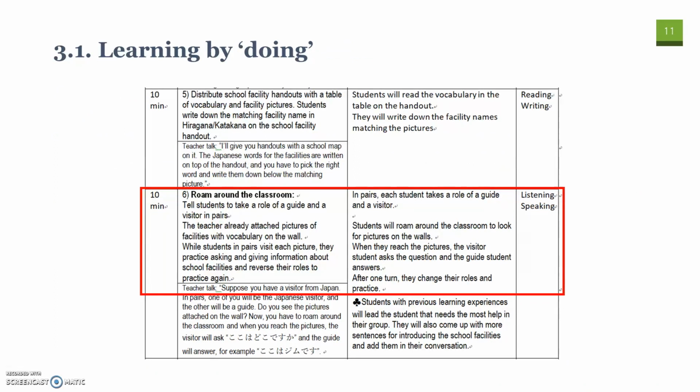For example, in the first lesson of asking and giving information about school facilities, I make students learn the language by doing. To be specific, students in pairs will assume roles of a school guide and a visitor from a Japanese school. And while walking along the attached photos on classroom walls, they will actually use the language they learned for sharing information.